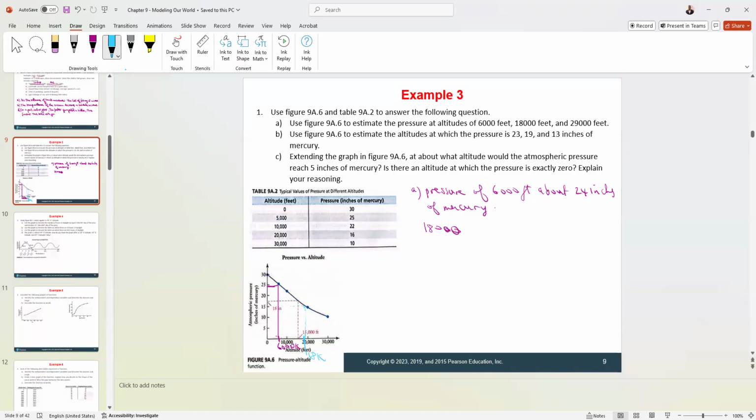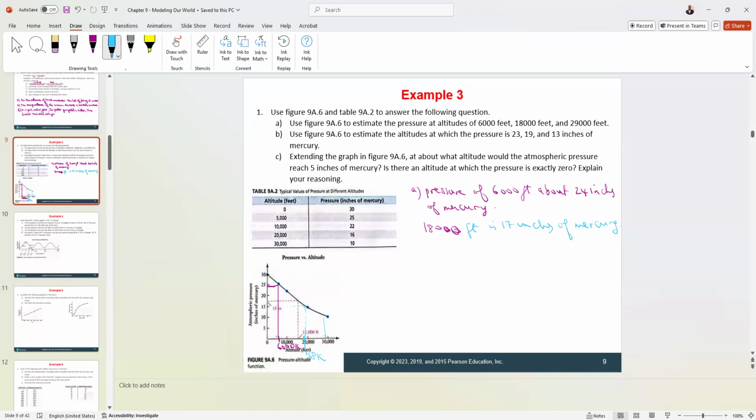Like 15, or I would say 16. We're going to say 18,000 feet is about 17 inches of mercury. With a ruler, you can see it pretty close, because I used a ruler when I did it the first time. So check that. And I'll leave the 29,000 for you. I think you can find it, because 29,000 would be probably here, going up like this. So we can say that 29,000 is maybe about 11, right?